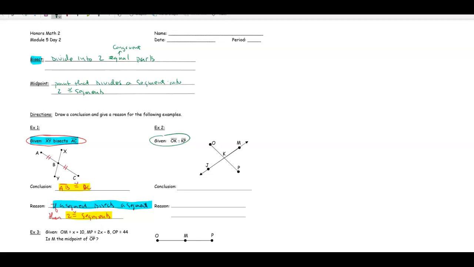So if we're given OK is congruent to KP, what can we conclude here? Well, you could say JM bisects OP, but the one I like is K is the midpoint of OP. So what's our reason? If two congruent segments, then we have midpoint.